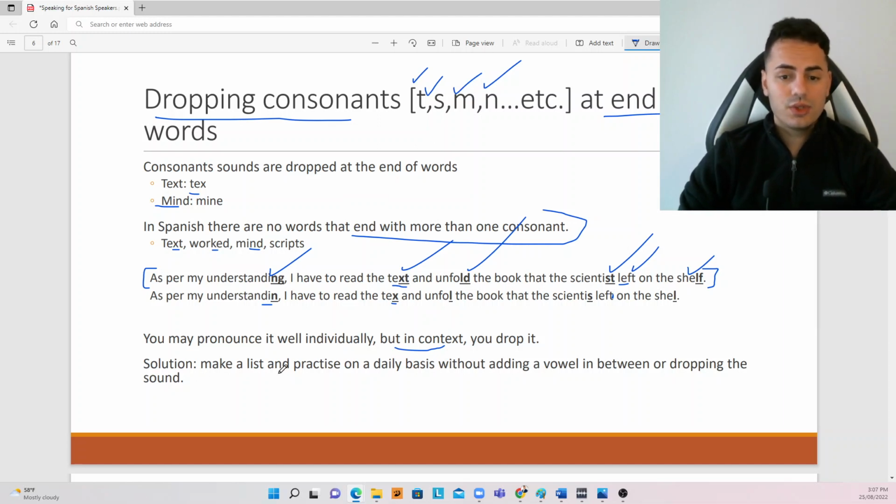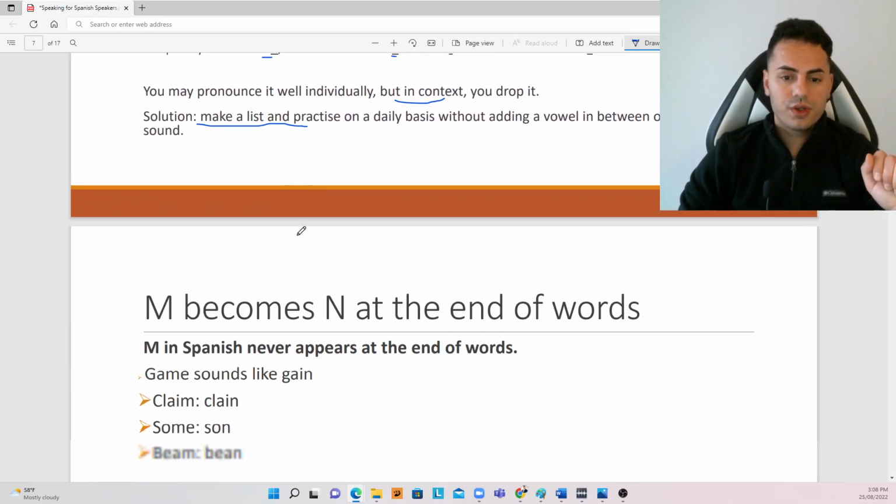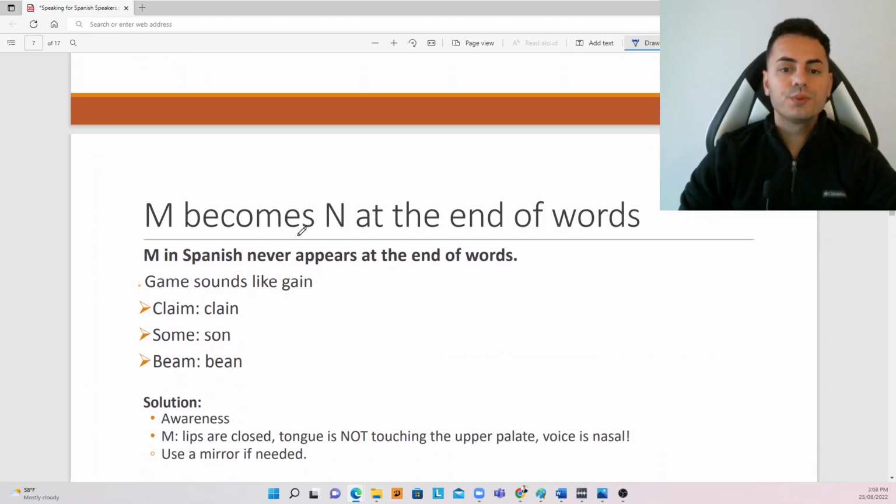I would say the solution is by being aware of this mistake, and I highly suggest you make a list of words that end with a consonant cluster, 2 consonants or more, and practice them on a daily basis. Then you can uplift the challenge and start reading sentences like the one I make here. And when you are doing read aloud, record your voice, then listen to your recording and compare it to the text and see if you make any of those mistakes. Okay? So that's one of the first issues that you have to avoid.